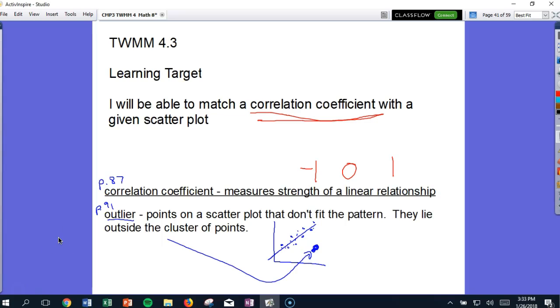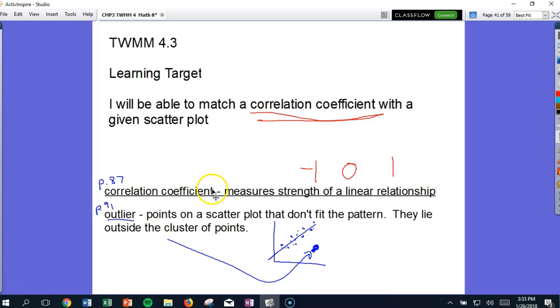Hello everyone and welcome to Thinking with Mathematical Models 4.3. Our learning target today is I'll be able to match a correlation coefficient with a given scatter plot. You might be saying, what's a correlation coefficient? Well, that would be a great question, and we answer it right down here as our definitions.